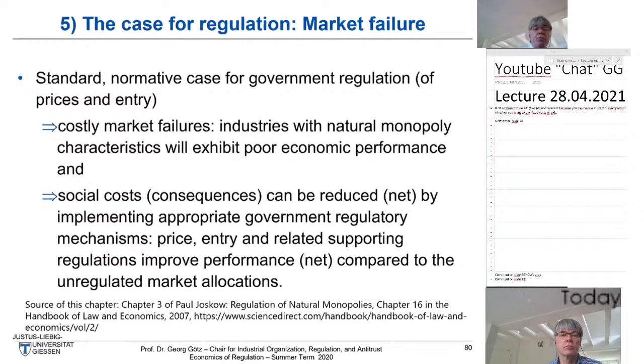They typically exhibit poor economic performance in the sense that prices are not equal to marginal cost, and therefore we get social costs like a deadweight loss or also redistribution from consumer surplus to producer profit. And the idea, or the hope, is that we can reduce it by implementing appropriate government regulatory mechanisms where we regulate prices, where we might also regulate entry, think of the long-distance buses, and maybe some additional quality regulations, and might be able to improve the situation compared to an unregulated market allocation.